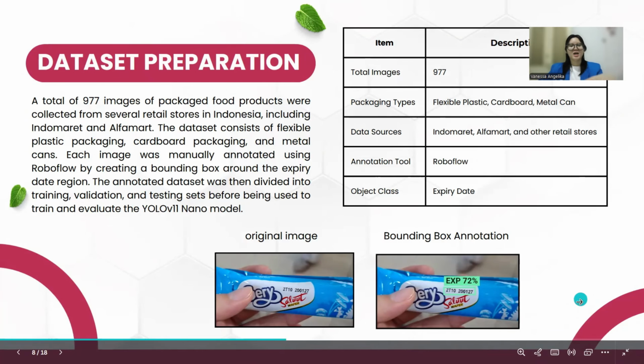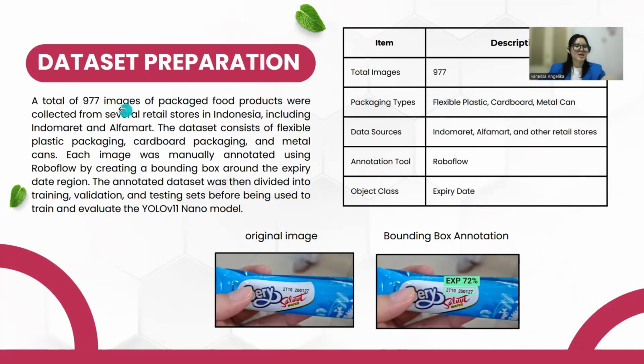Next, for the data set preparation, a total of 977 images of packaged food products were collected from several retail stores in Indonesia in Bangka, including Indomaret and Alfamart, and also from Hypermart in Pangkal Pinang. The data set consists of flexible plastic packaging, cardboard packaging, and also metal cans.